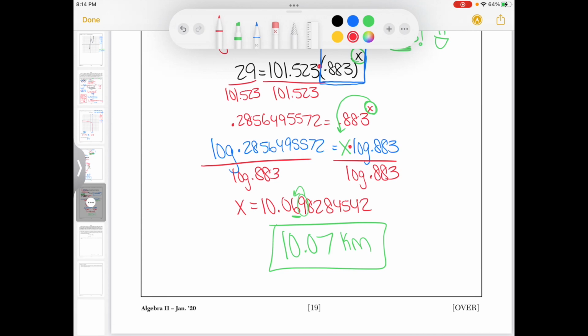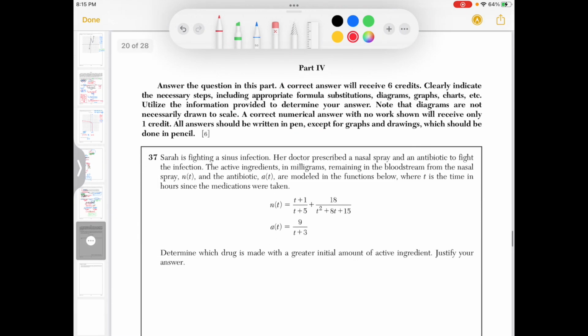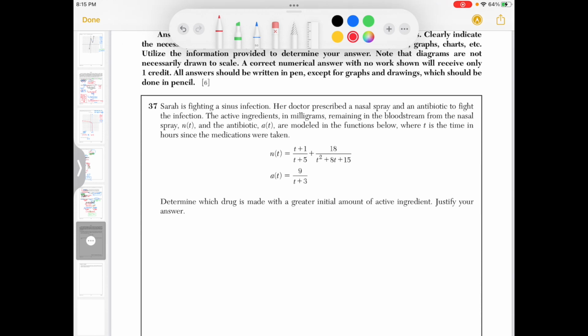I don't believe any points were taken off on this exam for labeling, but label just in case. You never know. All right, now the dreaded part 4. It is 6 points, so it's going to be a beast. Here we go. Sarah is fighting a sinus infection.